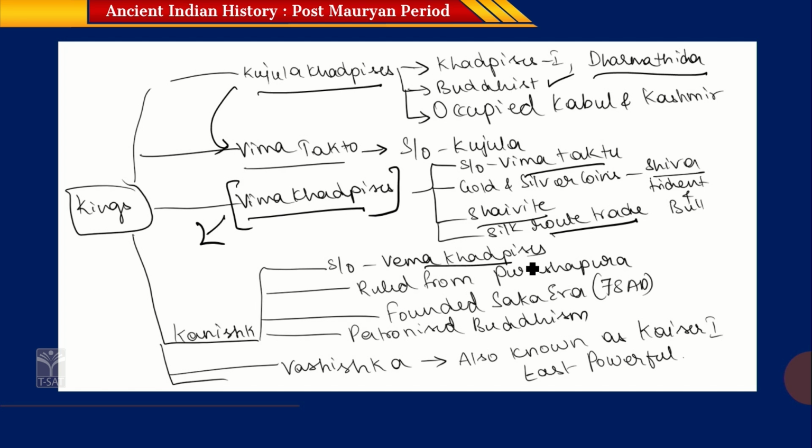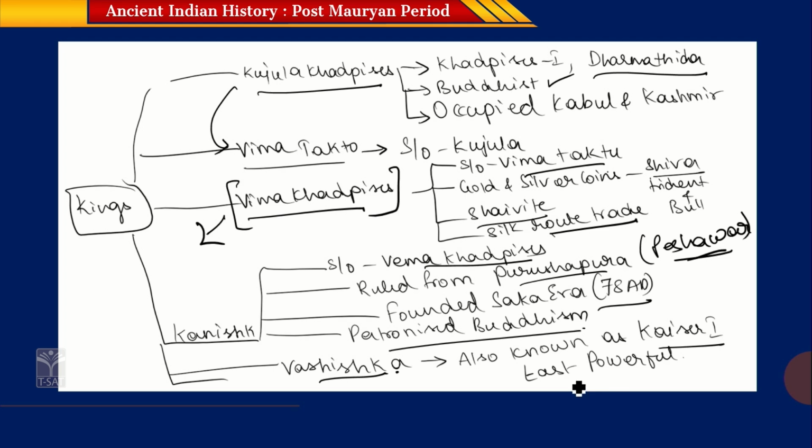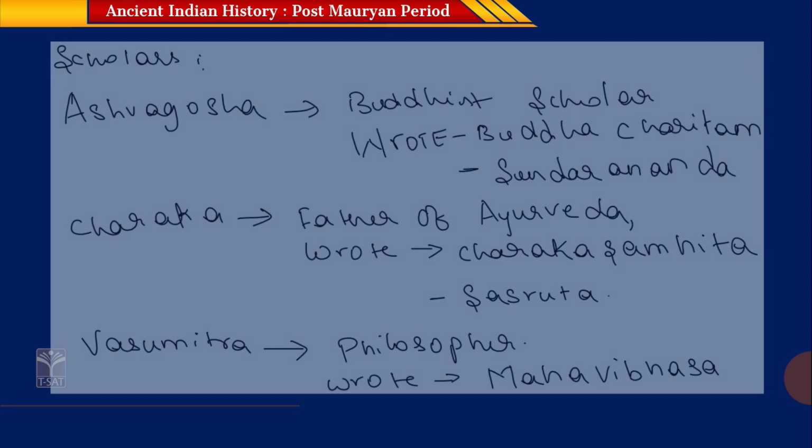His son is Kanishka, the greatest Kushana. His contribution is mainly in art, architecture and sculptures. He ruled from Purushapura, present day Peshawar. He founded the Shaka era of 78 AD, which is the government calendar today. He patronized Buddhism. The last well known powerful Kushana is Vasishka, also known as Kaiser I. After him, Kushanas existed, but they were no longer that powerful. They were not that strong.